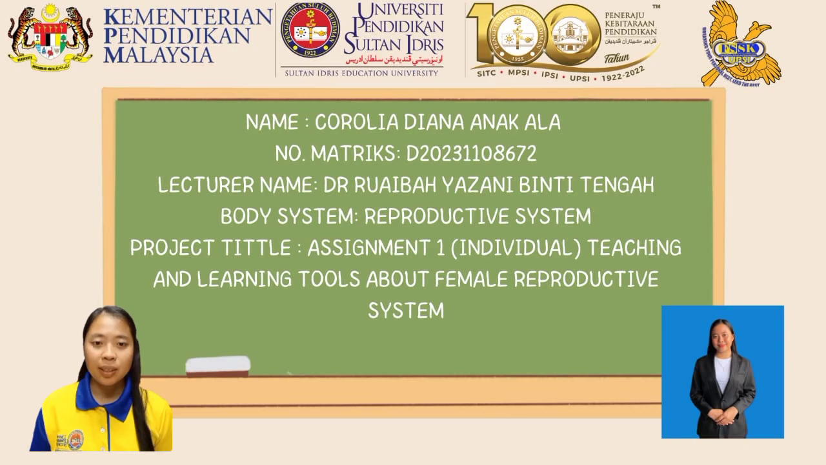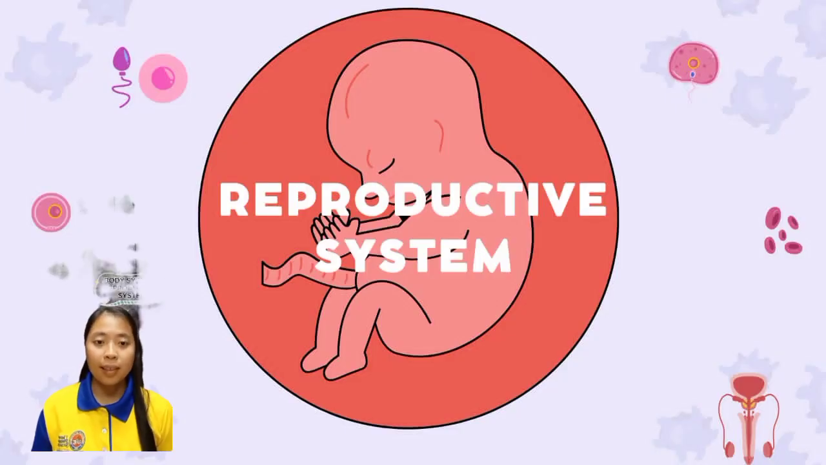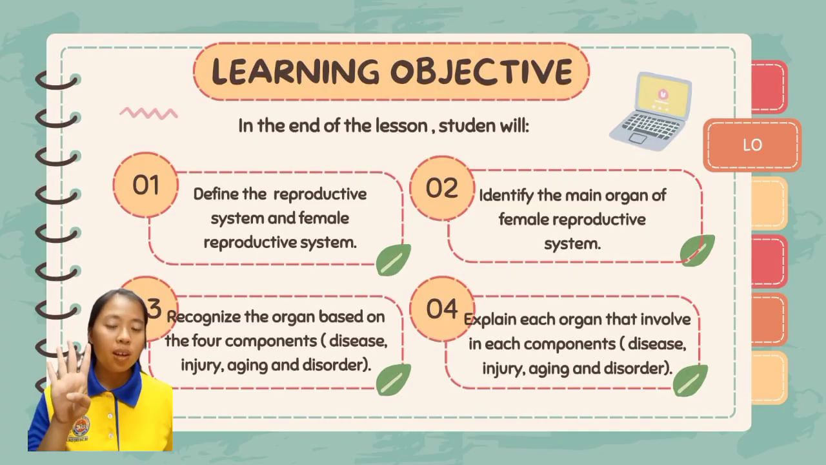For our lesson today, we will study a body system, which is the reproductive system. Now we focus on the female reproductive system. Before we start our lesson, we have 4 learning objectives.